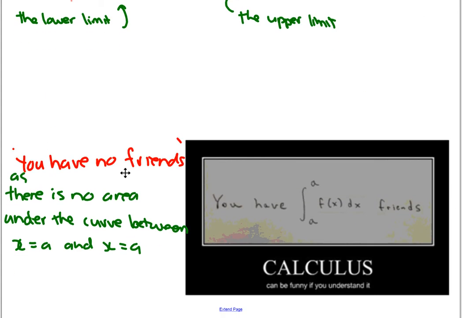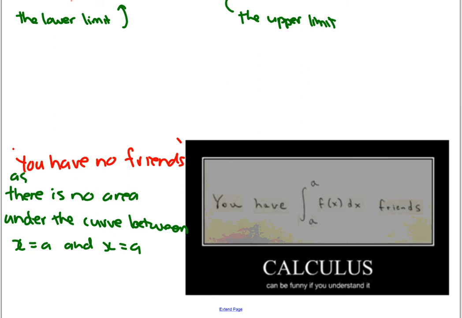So this was, you have no friends. Why does this person have no friends? Because you can't do A and A. Yeah, because the area under the curve between A and A is zero, because there's no space. They're the same point.